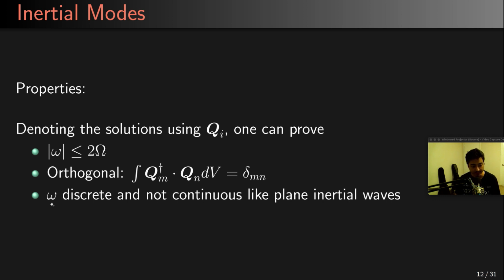However, these frequencies are not continuous like the plane wave frequencies, where you had a cosine theta, so it could vary continuously anyway depending on direction. These are actually discrete. So you would actually have to solve for the modes that satisfy these boundary conditions, and they will not exist for every frequency out there.